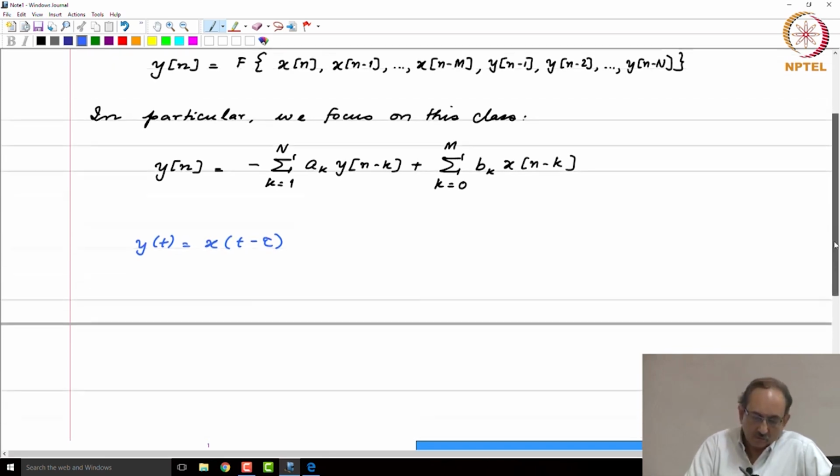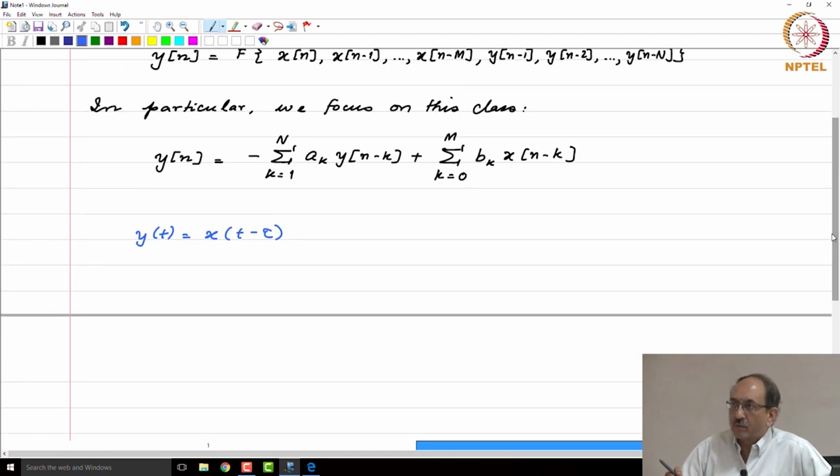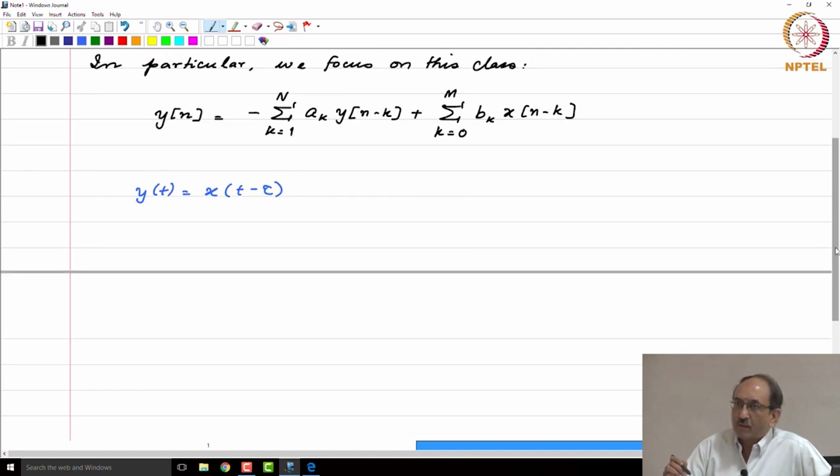All right. But still this begs the question as to why you are so much enamored by systems governed by linear constant coefficient differential equations in continuous time, and the same question will arise in discrete time as well. So in discrete time, among linear time invariant systems, we will focus only on this particular subclass. All right.